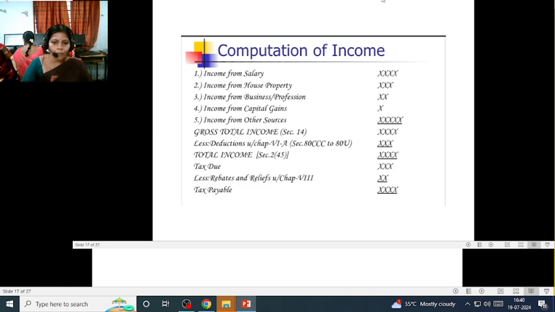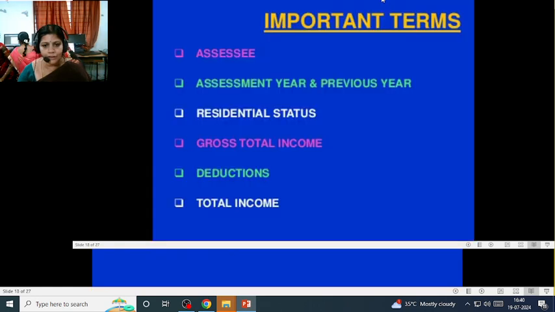So this is the format of computation of tax. How to compute income? The first is income from salary, house property, business or profession, capital gain, and income from other sources. The five types of incomes must be added together to get the gross total income, less deductions under sections 80C to 80U, which gives the total income, tax due, less rebates and reliefs, tax payable. This format is concerned with the old tax regime. As far as the new tax regime is concerned, the deductions will not come under the new tax calculation.